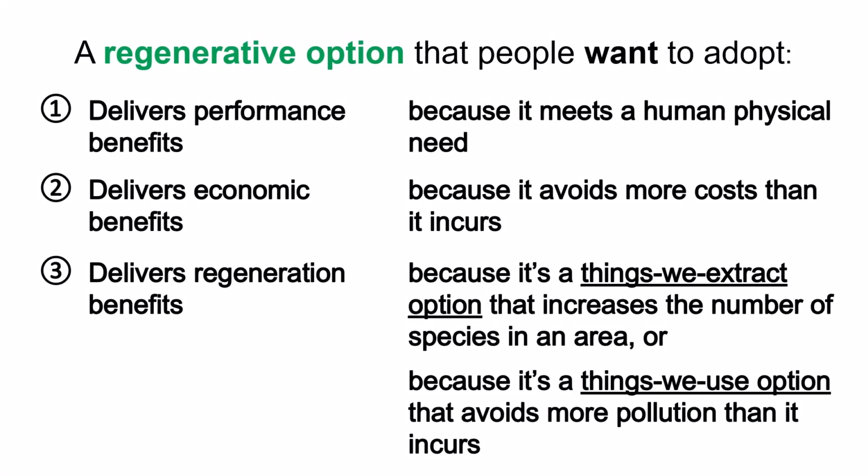To recap, a regenerative option that people want to adopt is an option that delivers performance benefits because it meets a human physical need, that delivers economic benefits because it avoids more costs than it incurs, and that delivers regeneration benefits because it's a things we extract option that increases the number of species in an area, or that delivers regeneration benefits because it's a things we use option that avoids more pollution than it incurs.